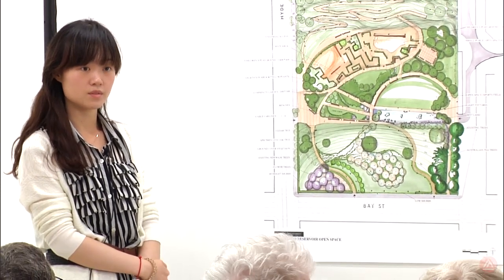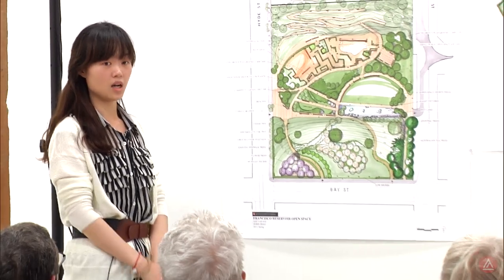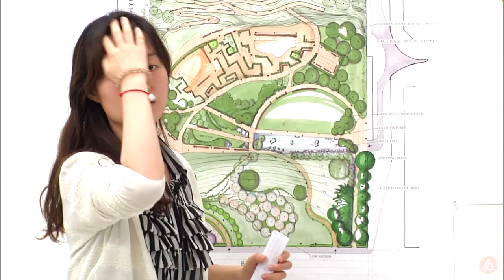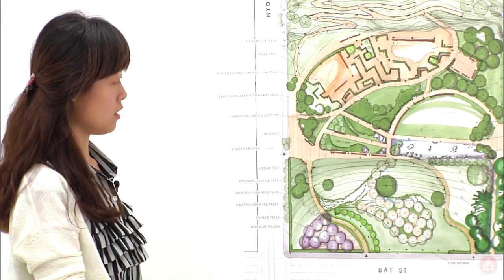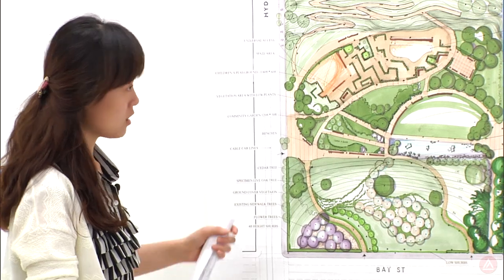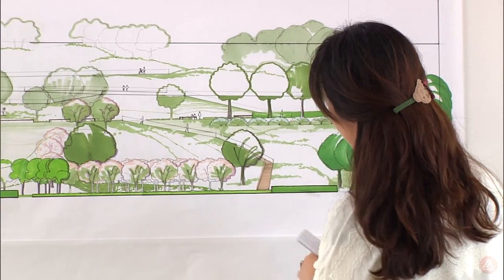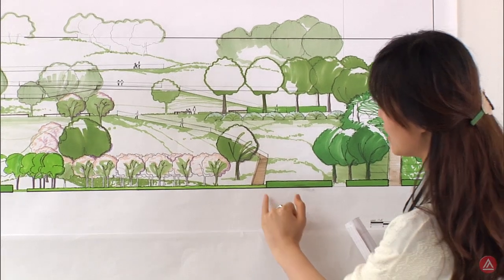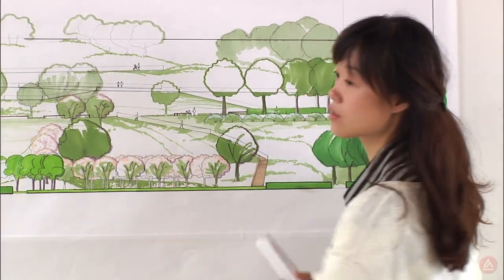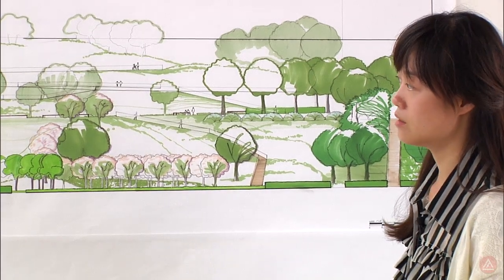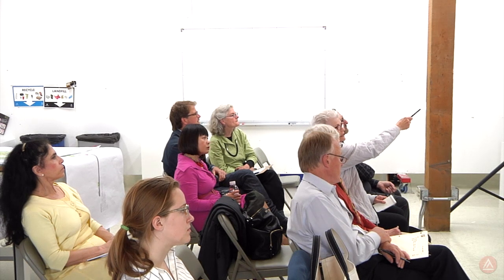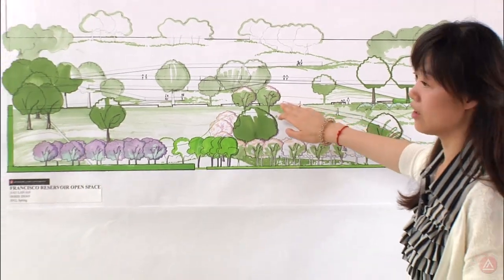You have stairs on the right. Can you show me the stairs? Where are the stairs to take to go to the top? Where are all the stairs? You have existing stairs. From here to here there is also a flat level going up, and from here the stairs going up. This staircase takes me to the open space? Yes. And then can I go all the way to the top on stairs? No. Okay.